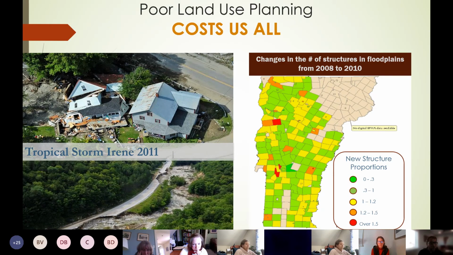We'll say that when we don't do planning well, we can see it, and it costs us all money. The example on screen is from Tropical Storm Irene in 2011, devastating damage. But we had an 1896 flood, we had a 1927 flood. We've been getting these consistently, and still we're building structures in floodplains. And so we need to keep these lessons fresh in our mind.